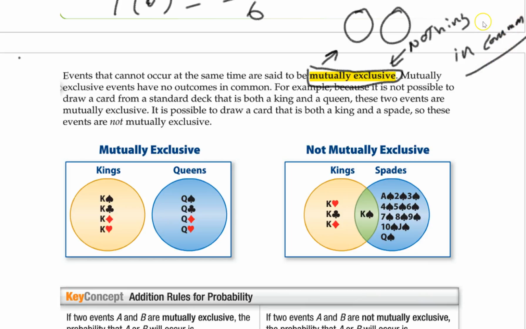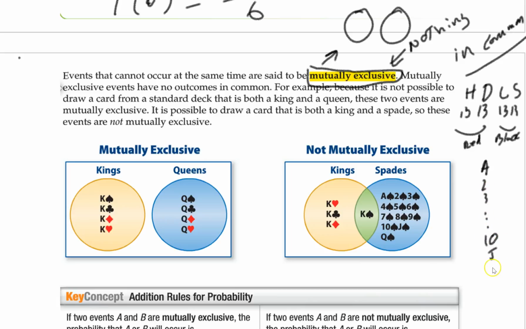So the best way to think about this is cards. Now, if you don't know cards, there's hearts, which have 13 cards. There's diamonds, which are 13 cards. These are red, by the way. There's clovers and spades, all of which have 13 cards. These are black. Cards go from ace, 2, 3, all the way to 10. Then we have a jack, a queen, and a king.